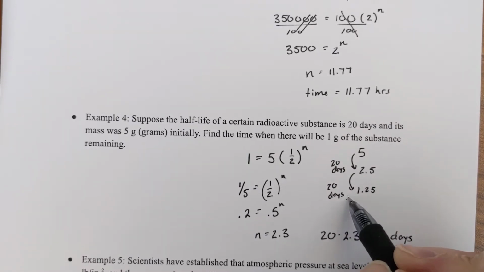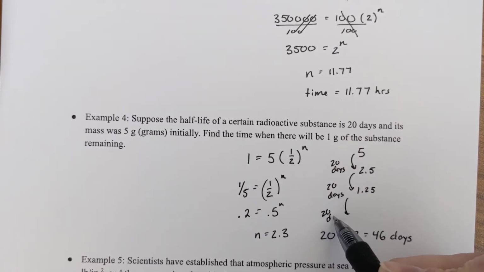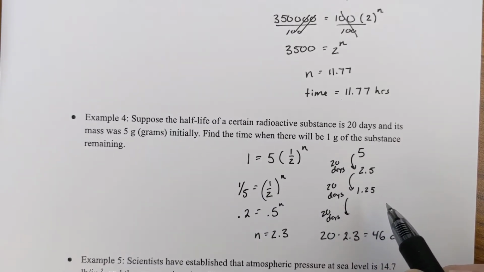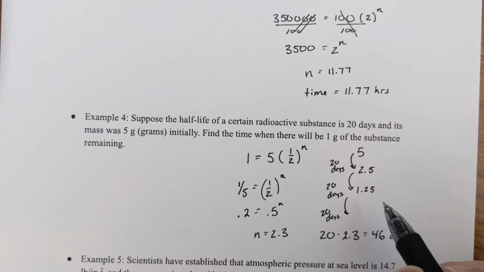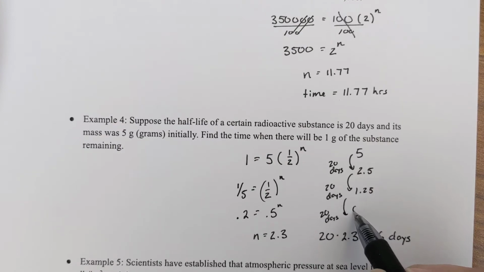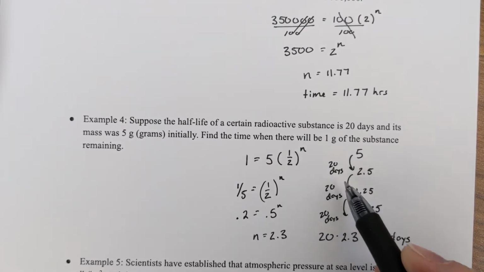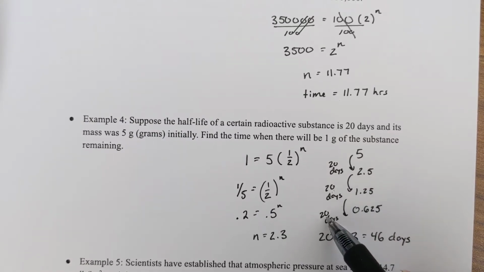But if I go another full half-life, half of 1 1/4 is 0.625. So that's too far down. So I knew it had to be more than 40, but less than 60.